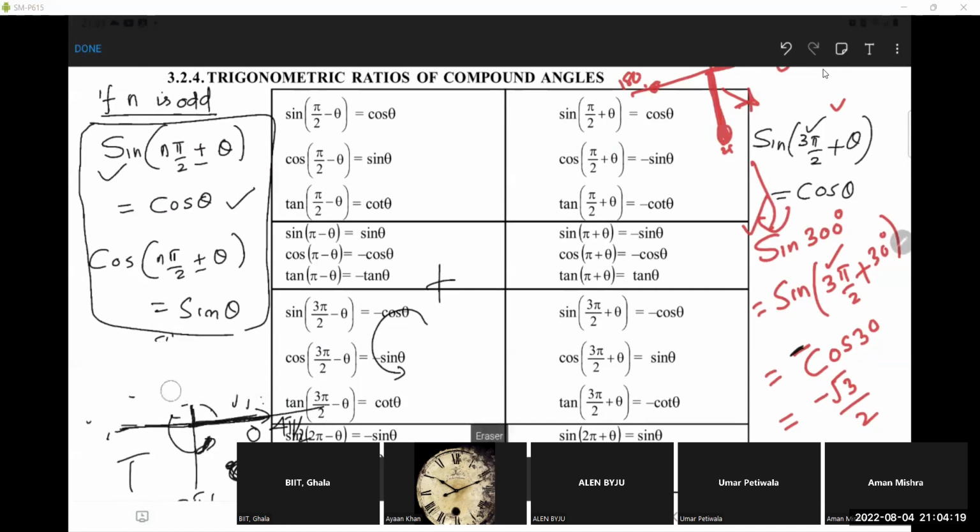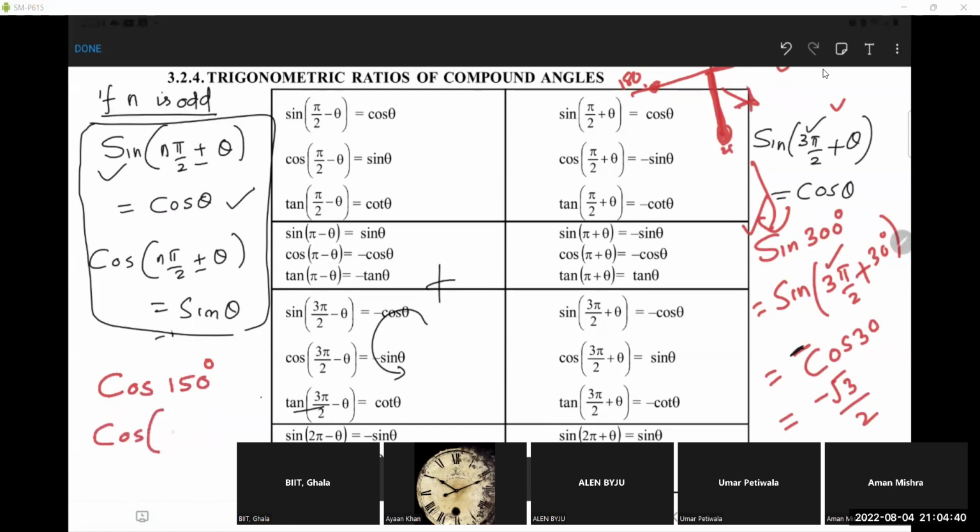I'll give you one more example. Then we can do how to do this one. Say, for example, suppose I want to find cos 150 degree. So how to do this one? I can write it as a multiple of pi by 2. I can write it as 1 into pi by 2 plus something: 1 into pi by 2 is 90, right? 90 plus 60. Pi by 2 is 90. 90 plus 60 is 150. This is 1 into pi by 2.